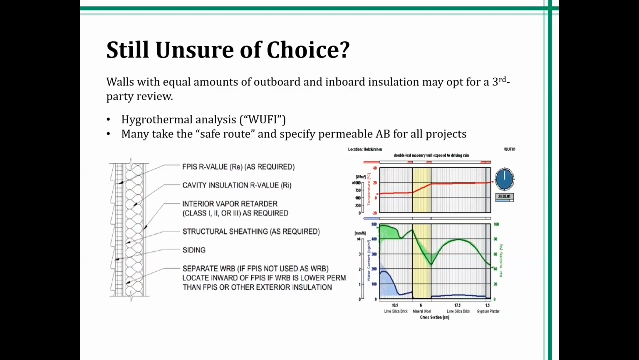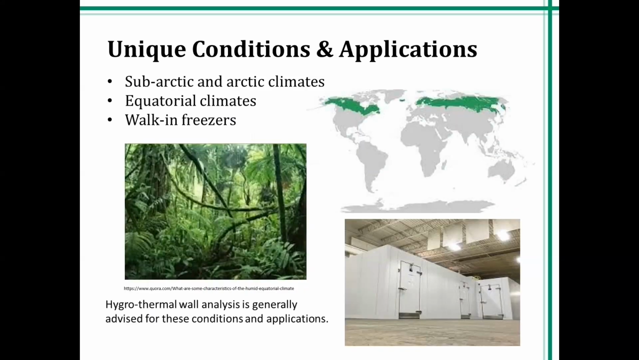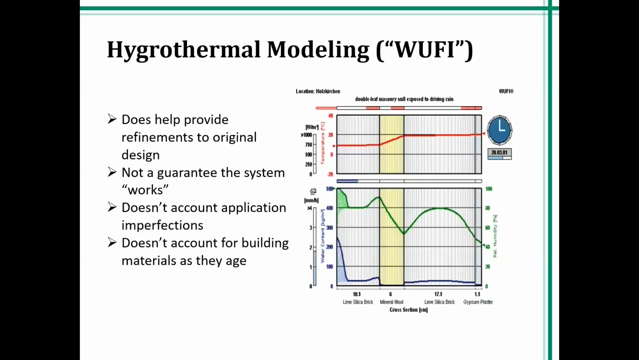In this example here, it's mineral wool insulation. So that's where we see the moisture raising or lowering. Unique conditions and applications: subarctic and Arctic climates, equatorial climates. Again, I'll reference that project on the Gulf Coast. Walk-in freezers. These analyses are generally advised for out of the ordinary conditions.